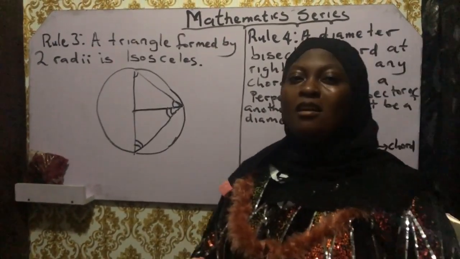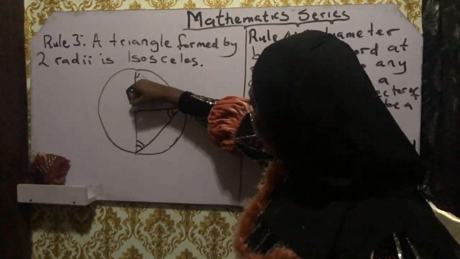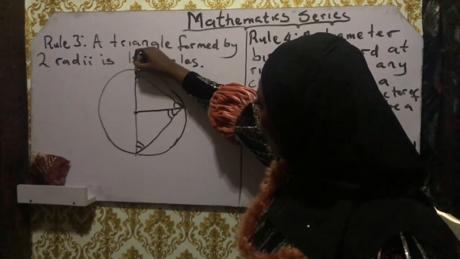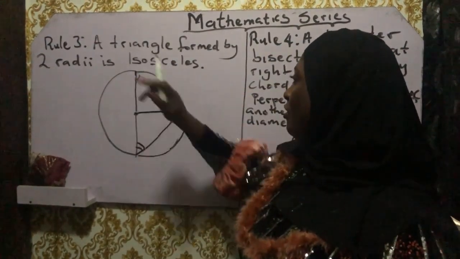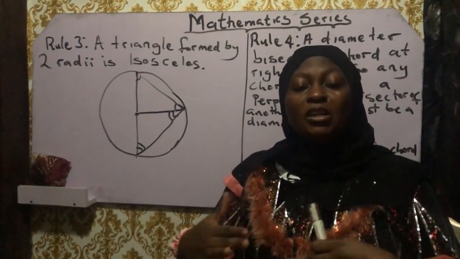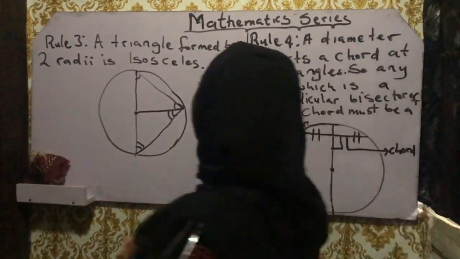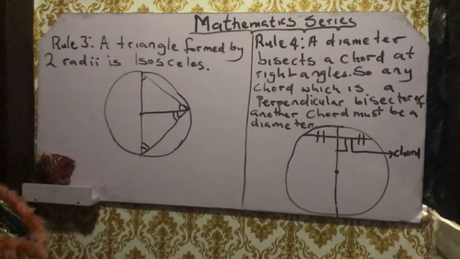We know that a radius is from the center of the circle to the end of the circle, to the other end of the circle. And when we say isosceles, an isosceles triangle is a triangle that has two sides equal. So let's try to get a better understanding of this. A triangle formed by two radii is isosceles.